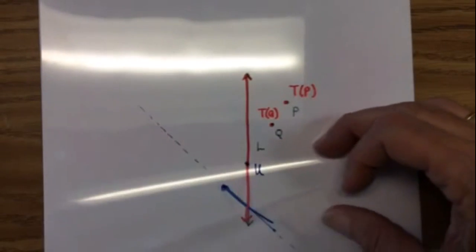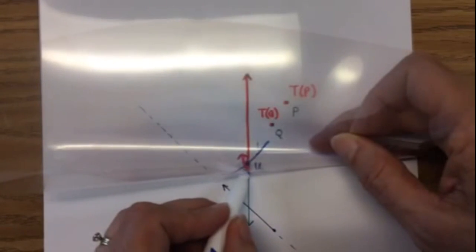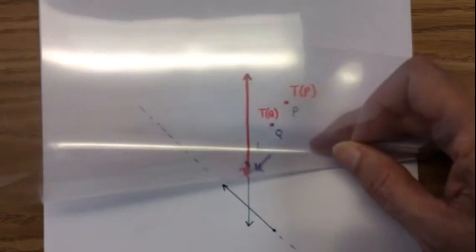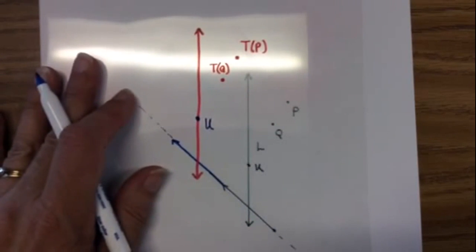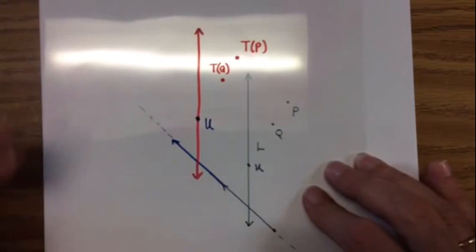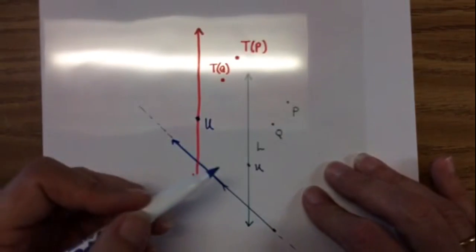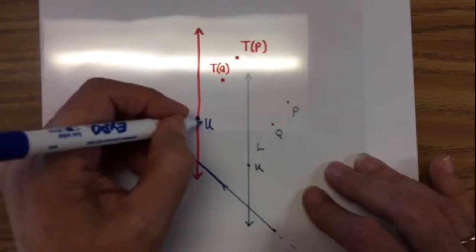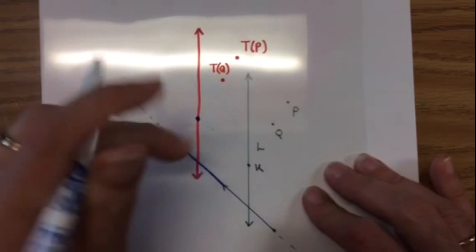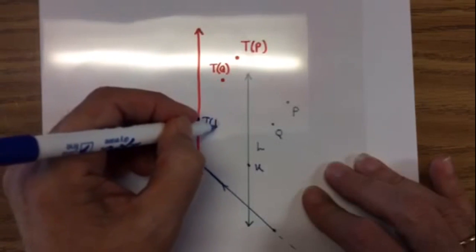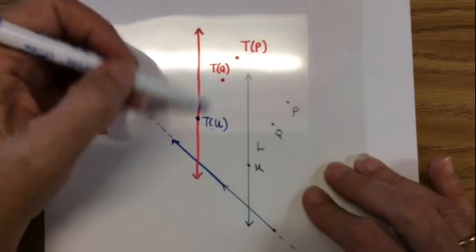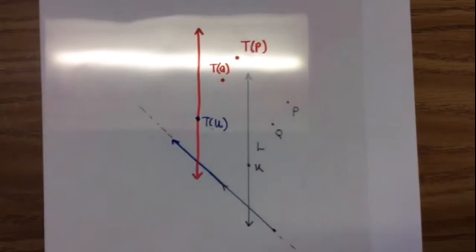All right. It is right there. That's point U. Okay, so slide it up once again. Here we go, third time's a charm. All right, so this is the image of U. So this is T of U. So we have T of U, T of Q, and T of P.